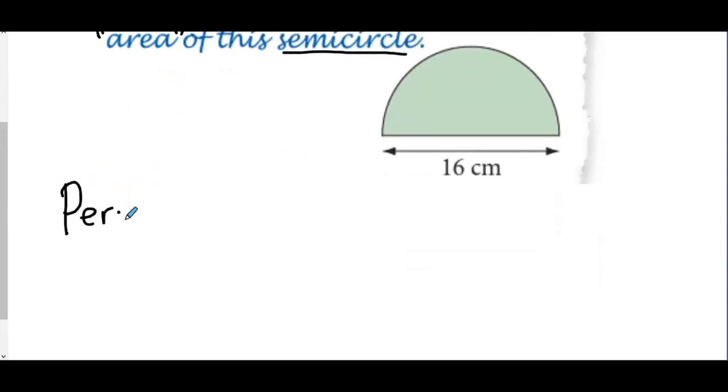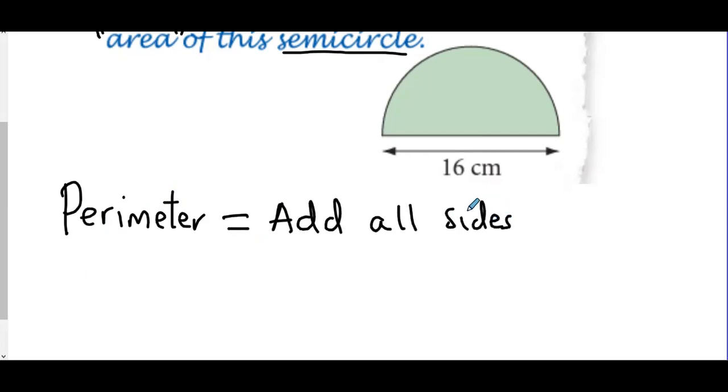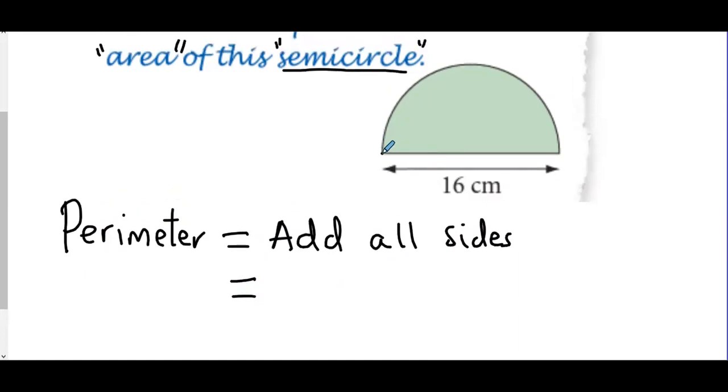What did I say is the default definition of perimeter? I said perimeter is simply add all sides. This is what it means. Perimeter is adding all sides. Now, what is the perimeter of a semicircle? I will go back to the semicircle and see how many sides there are. I have one side here, which is my diameter. This part here is your diameter.